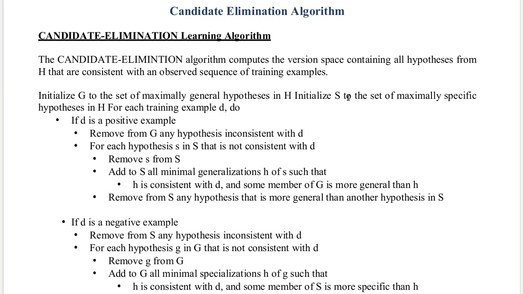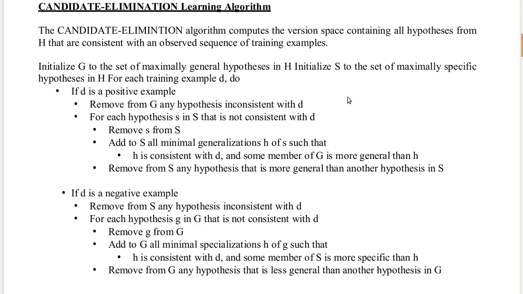Now if D is a negative example, in such case we do exactly the reverse operation as that of the positive example. In the positive example, we removed from G any hypothesis that is inconsistent with D, and in the negative example we do exactly the opposite. We remove from S any hypothesis that is inconsistent with D.